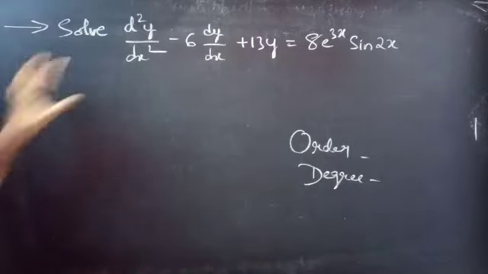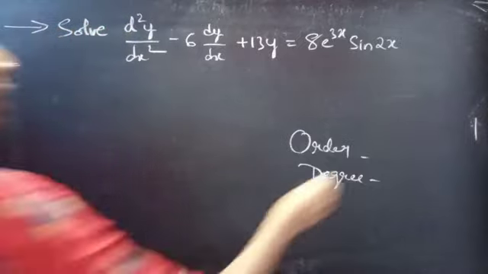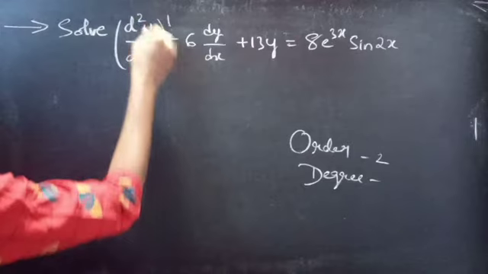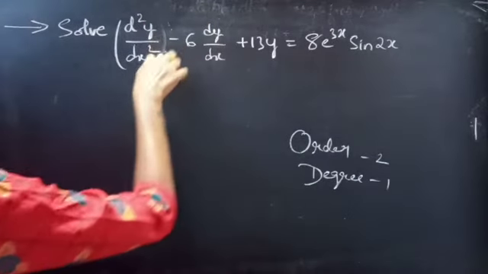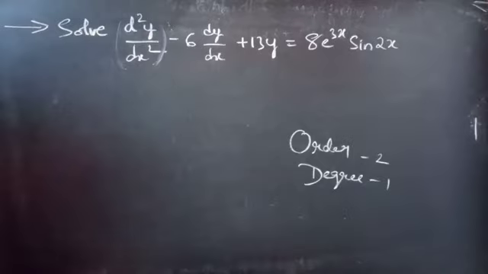Identify the highest derivative. Here d square y by dx square is the highest derivative, so the order will be 2. And the highest power of the highest derivative is the degree, which is 1. Now, we are given a differential equation whose order is 2 and degree is 1.